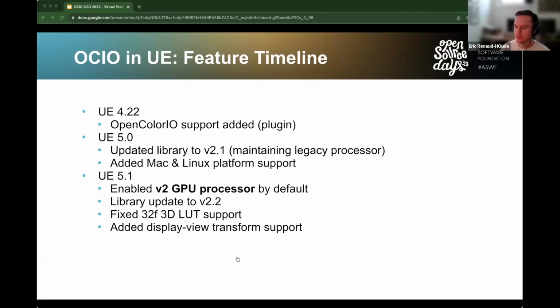We also updated the library to 2.2 at that stage, and also fixed a precision issue. We were sort of betraying our users a little bit due to some internal constraint for using 16-bit float 3D LUTs, and so we fixed that then. Yeah, so obviously essential. And then we added display view support as well, at that stage.